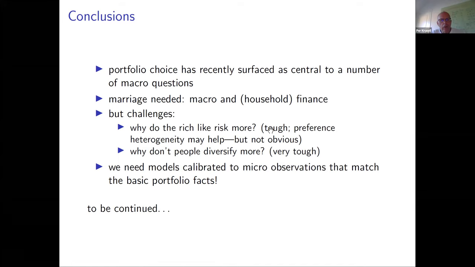I think it's a very tough question. Preference heterogeneity may help, but it's not obvious that it helps much. Why don't people diversify more? It's very tough. But I think the gold standard is to restrict your models with micro observations, and then at the end of the day, you can match these portfolio facts. Then I think we're off to the races, but for now this is very much to be continued.